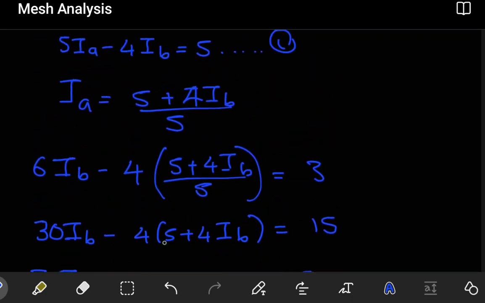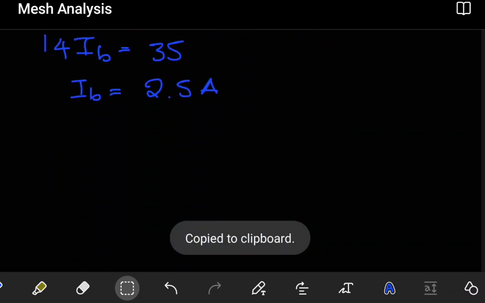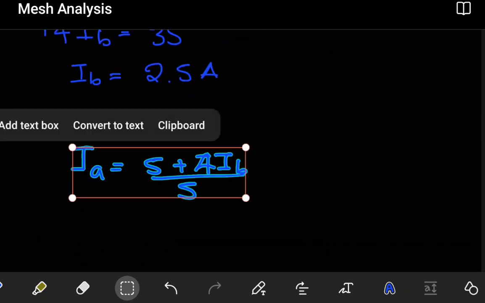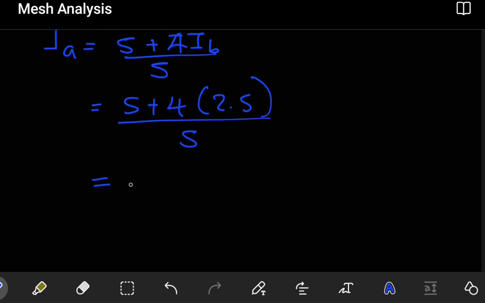Using this, we can easily plug it into the equation we came up with and find what our IA is going to be. So if we bring this here, our IA becomes 5 plus 4 times 2.5 divided by 5, and our answer becomes 3 amps. So this becomes our mesh current IA.